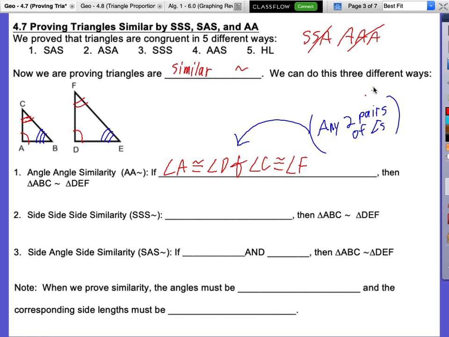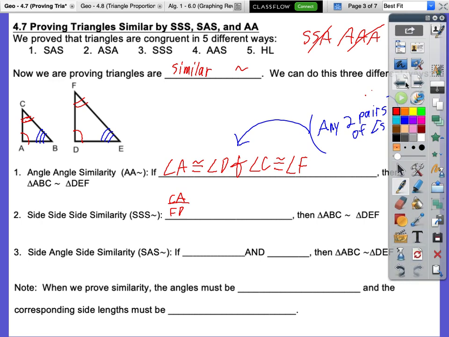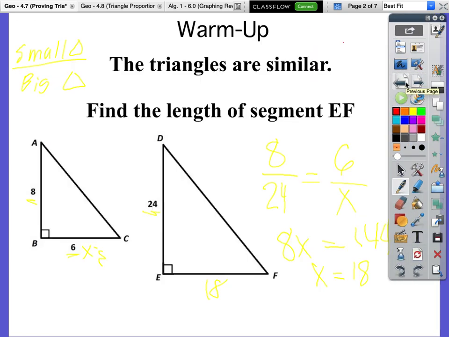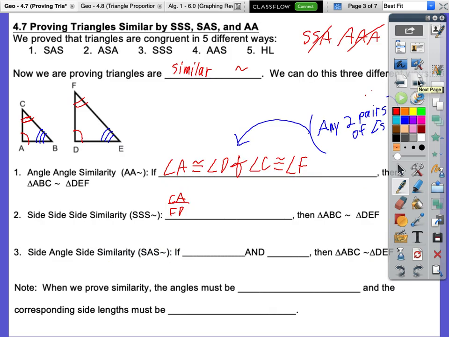Somebody give me a pair of corresponding sides. Okay, Aubrey. Side CA and side FD. Now you might be wondering, hey, Mr. Gossel, why did you write it as a fraction? Well, awesome math students, the reason I wrote it as a fraction is if we go back to our warm-up when we had similar triangles, we took AB, which had a length of 8, over DE, which had a length of 24, and made that our ratio into a proportion. So that's what we're doing here, taking CA and putting it over FD.